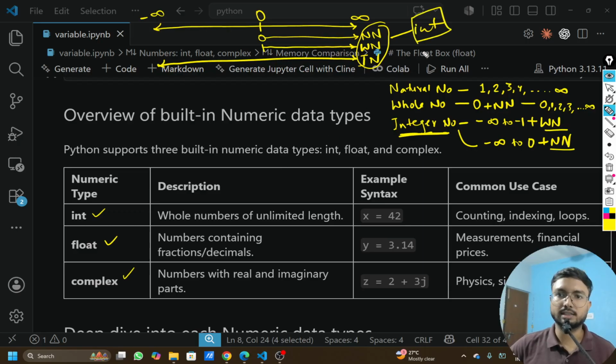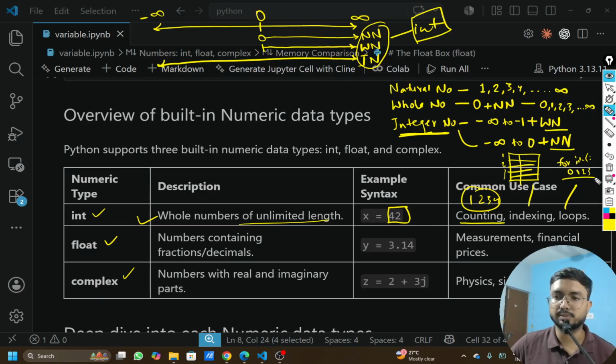So an integer is nothing but a whole number of unlimited length, for example, 42, and it is used mainly for counting. Counting as in, if I have to count how many books I read, I will go with one, two, three. That's where it's given as an example. For indexing, like if I have 100 rows of data in my Excel, how will I count? One, two, three, same, right? For loops also, like if I have to run a for loop for i in range 5, it will print 0, 1, 2, 3, something like that. So these are a couple of use cases which we are going to use very often.